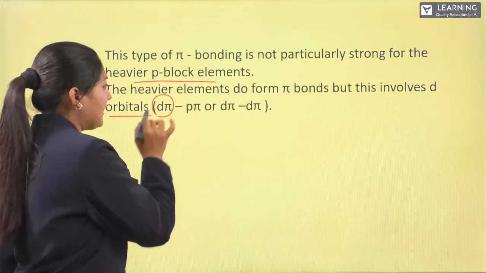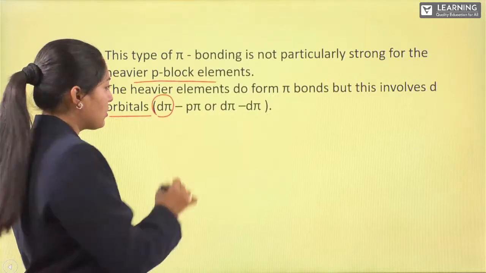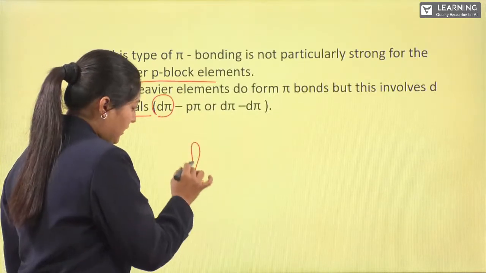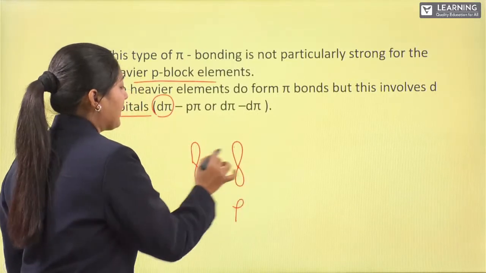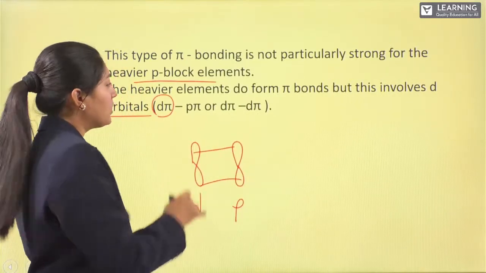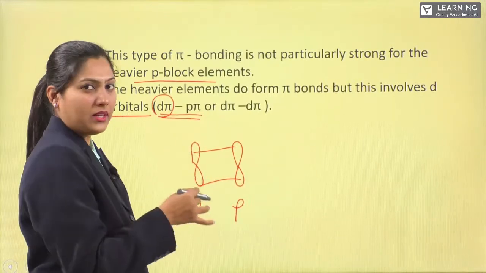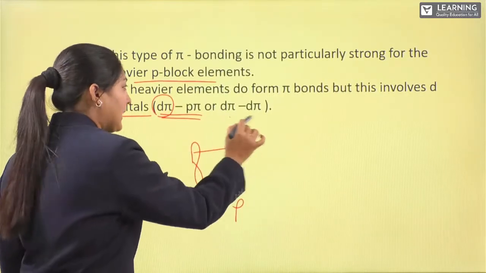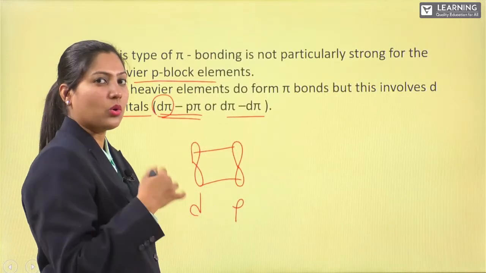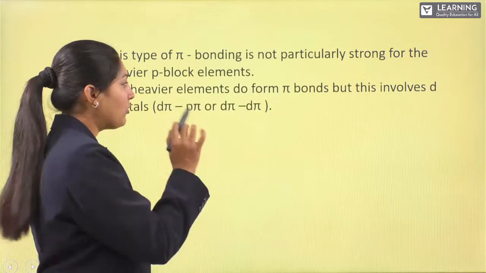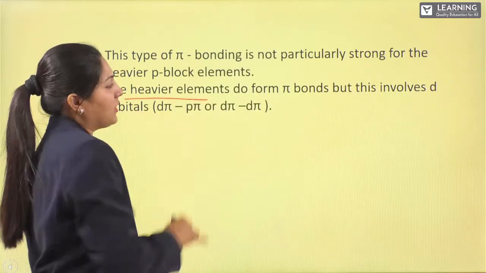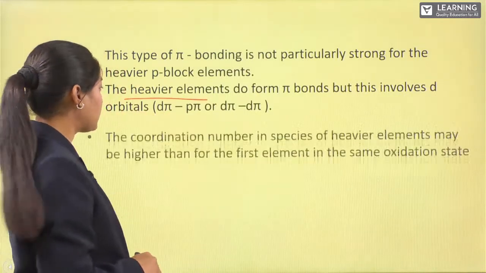So we have d pi orbitals. You can see here the d orbital, this is the d lobe, this is the p lobe, and they overlap. That can be done as d pi-p pi, or dd orbitals can overlap and we get a d pi orbital. So that will be done with the heavier elements.